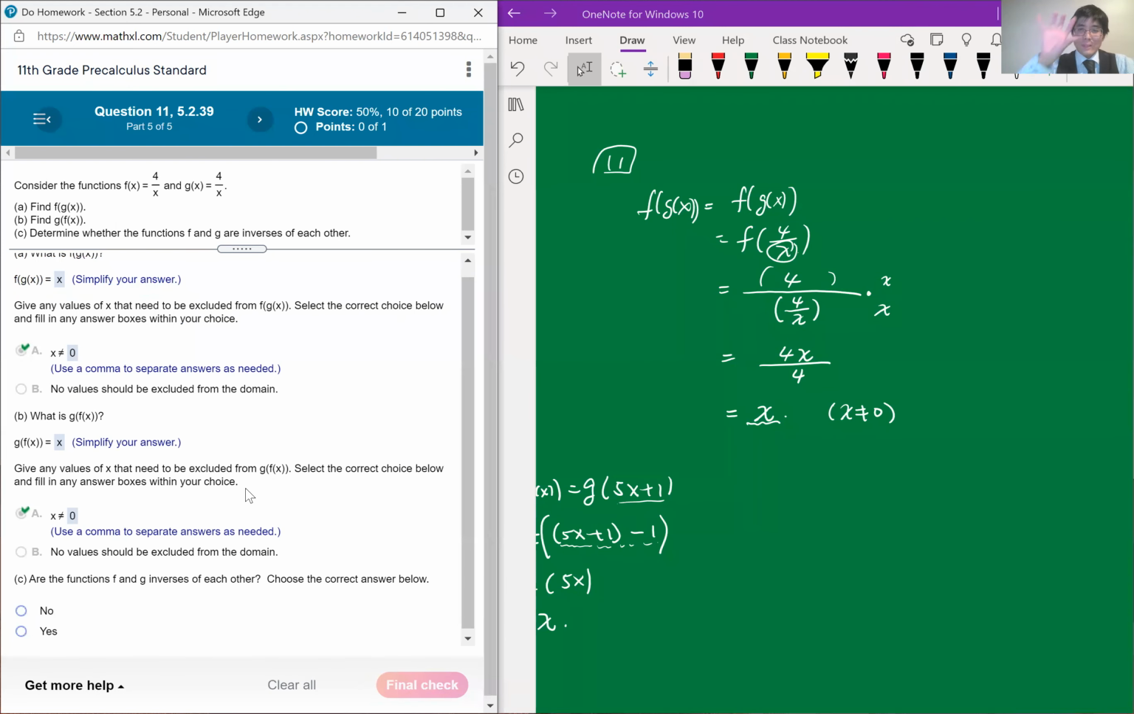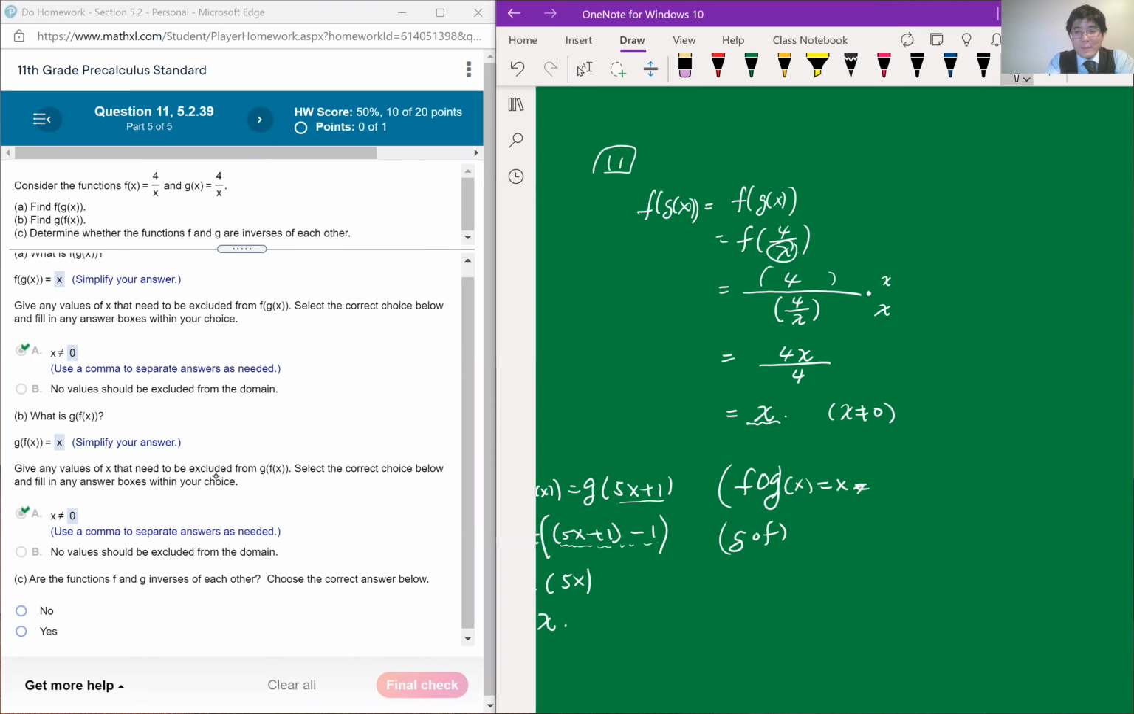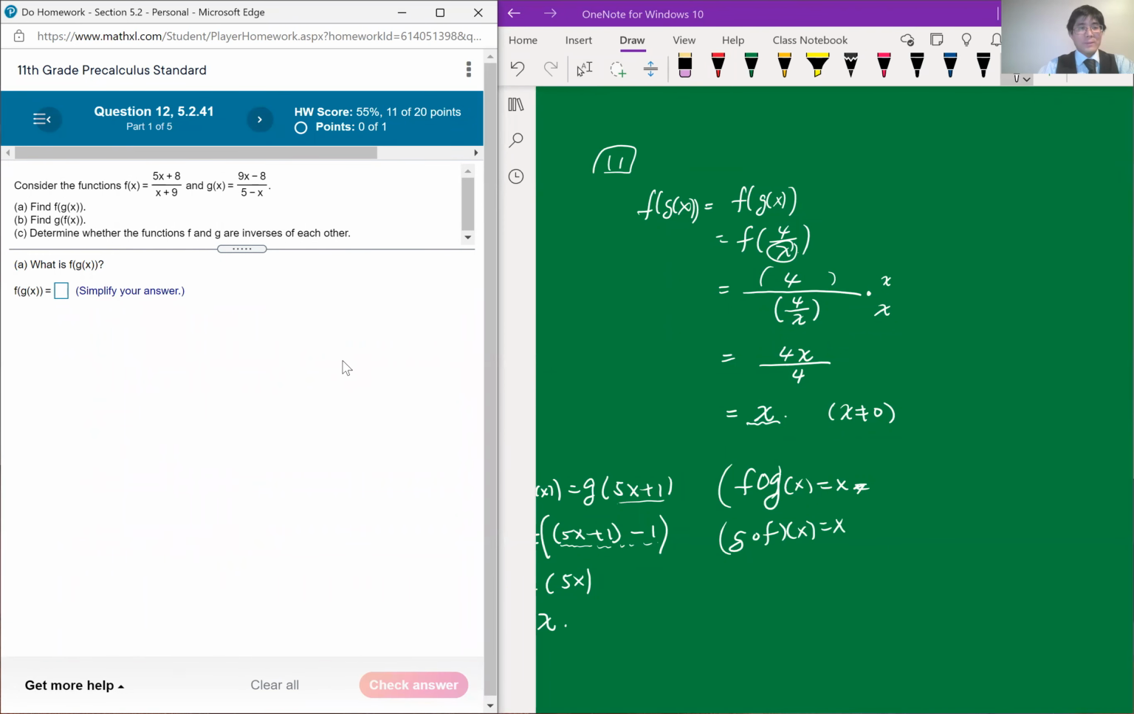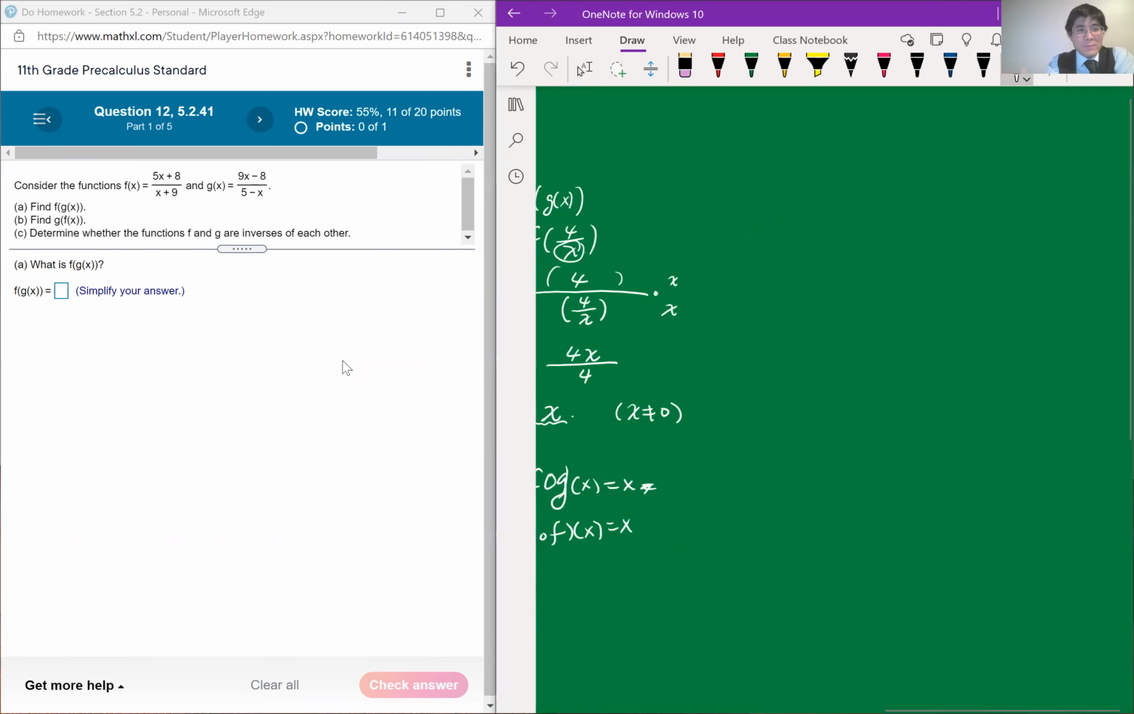Okay, since the input is equal to output for both f of g of x and g of f of x, because this is equal to x for every x, and g of f of x is also equal to x for every x in the domain, they are inverse of each other. Okay, so again, it's going to be just a similar question, but with a more complicated expression. So let's say f is 5x plus 8 over x plus 9, and g of x is 9x minus 8 over 5 minus x.